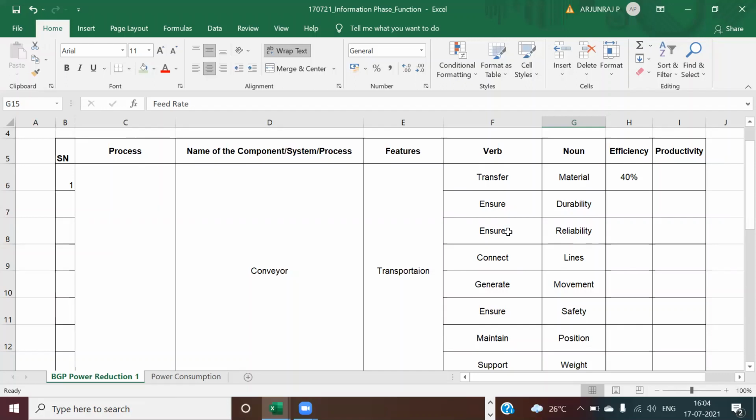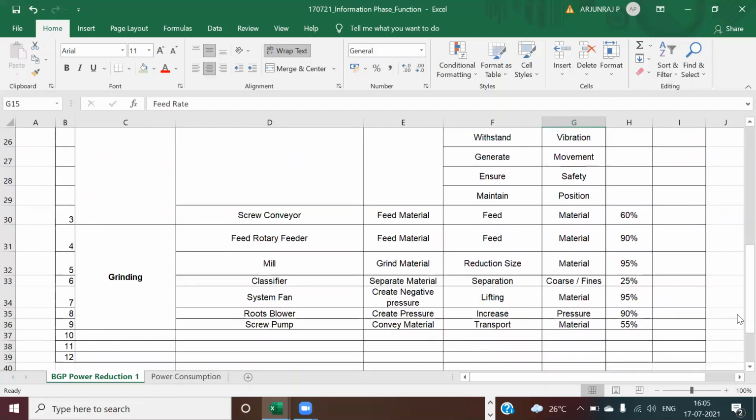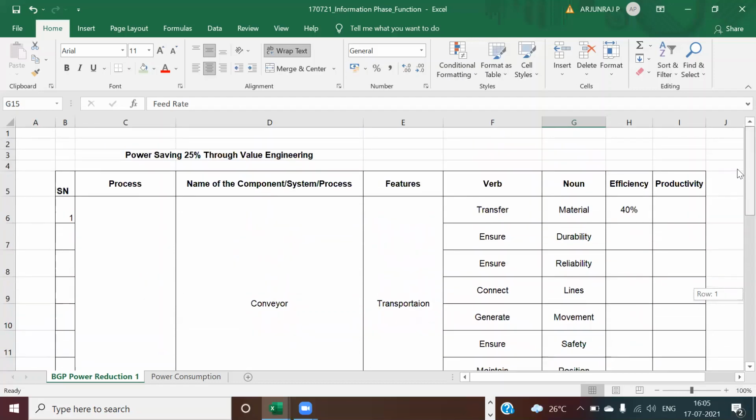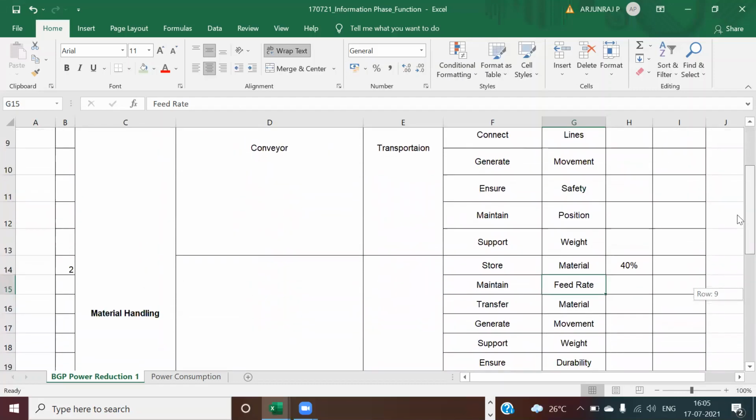You can consider only the necessary things, create a FAST diagram against that, and create your ideas against that. But I am considering too much detail because we can explore more ideas by going for a deeper analysis like this. Just to make it clear, we are going to do the FAST diagram for the material handling, conveyor, screw conveyor, rotary feeder. Yes, better.